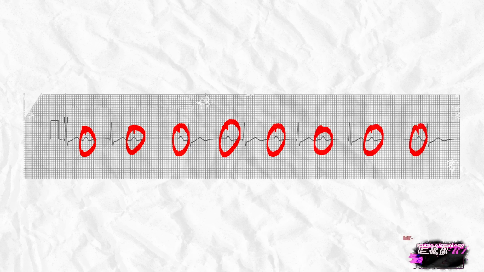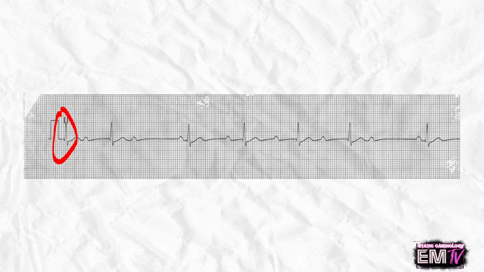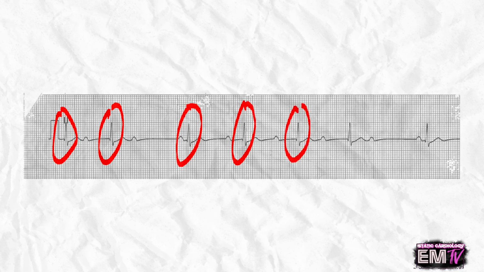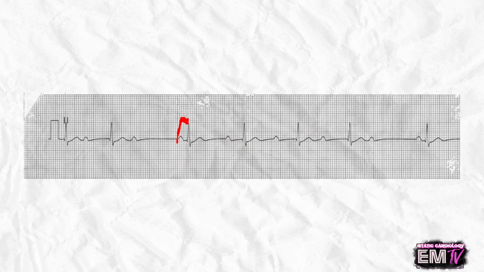I'm counting 8 P waves present. You'll notice on this rhythm though that I'm only counting 7 R waves. This means I have a non-conducting P wave present, which would immediately point me toward one of the AV blocks. When examining my R to R intervals, they seem to be growing longer, before a complete drop-off of a QRS complex.